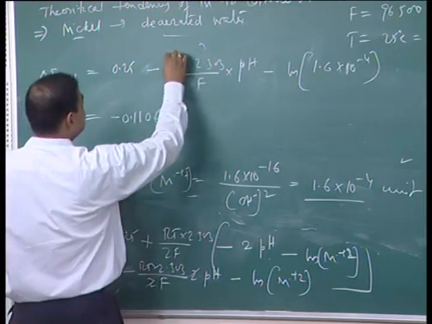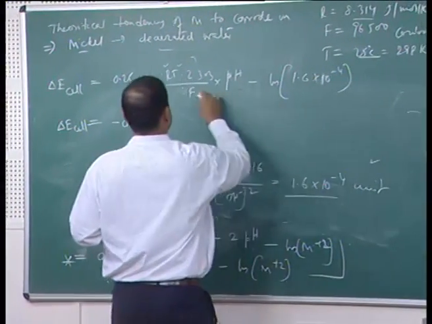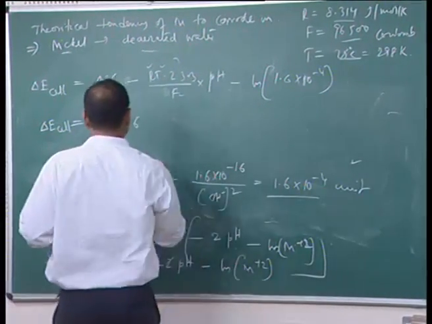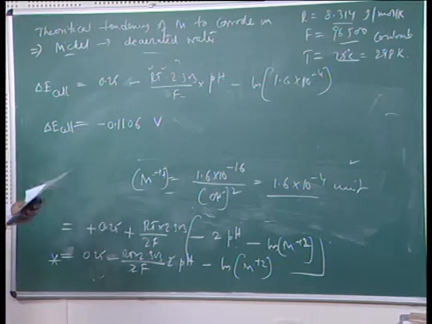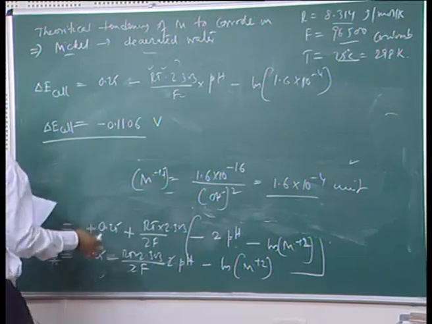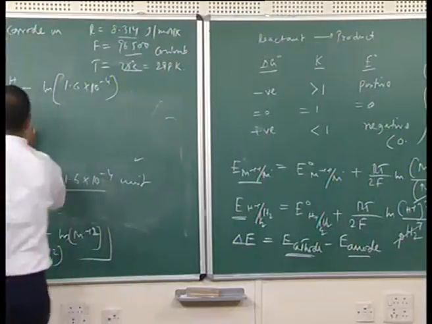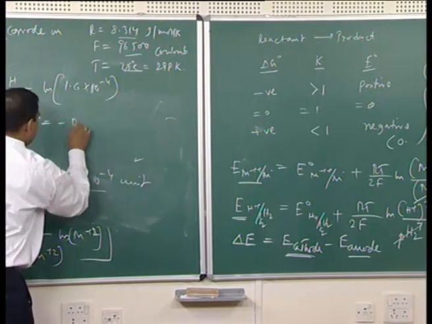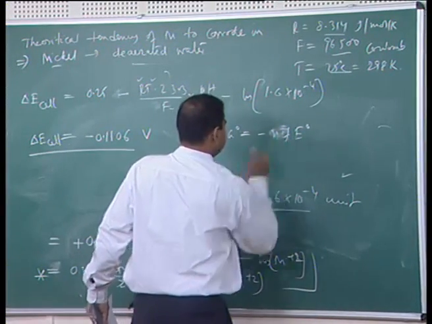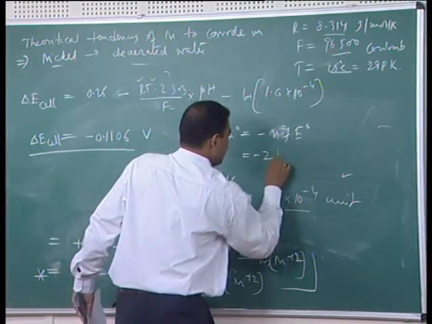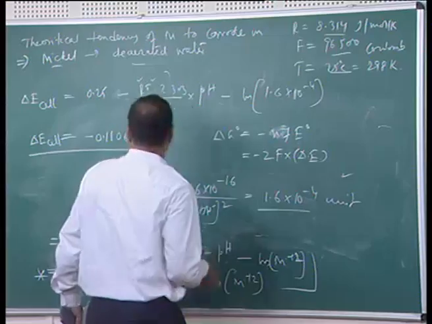Why? Because you just put R equal to this, T equal to this, and F equal to this. So you would get this value. This is the del E cell of the reaction. Fine. So if you have this, then what would be my del G and E relation? Del G equal to minus nF E, where n is equal to 2 here. So 2F into del E, and here del E is negative.